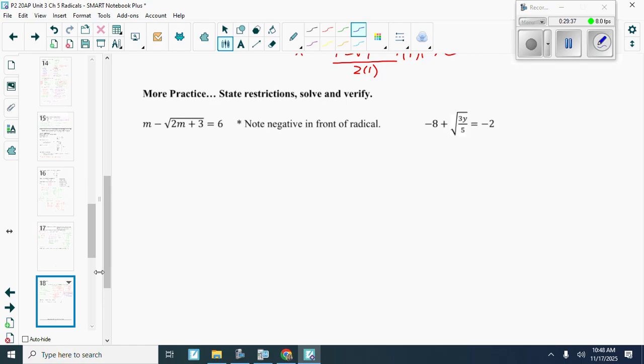For our next question, note that there's a negative in front of the radical. We'll deal with that in a second. First thing we're going to do, as soon as we're dealing with radicals, is our restrictions. We're going to take our radicand and make it greater than or equal to 0.